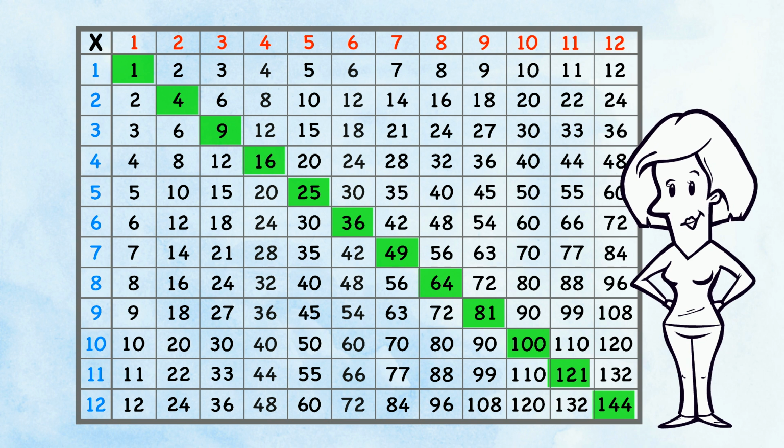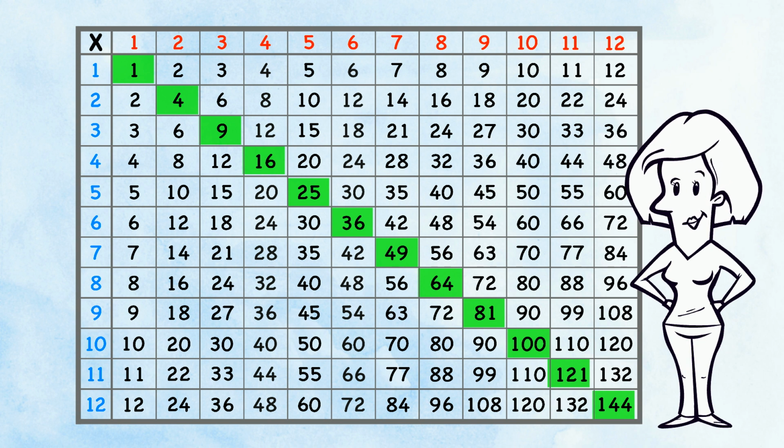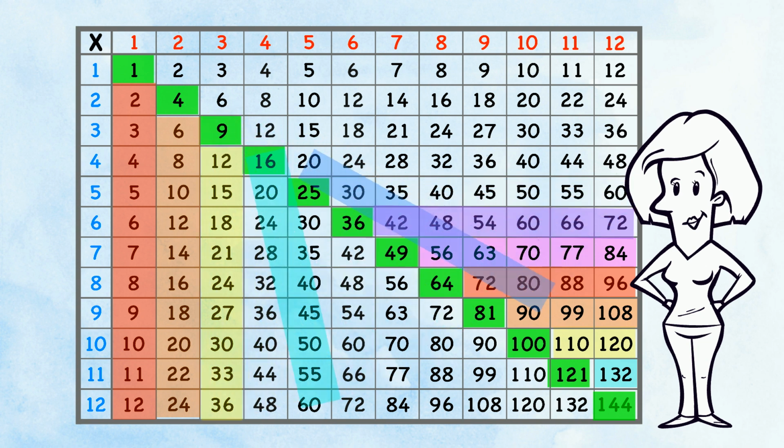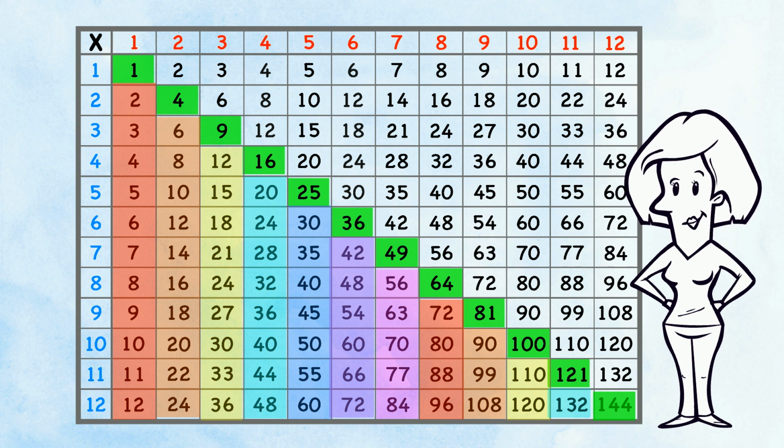The square numbers form a mirror line of symmetry on the multiplication chart. When you look at the answers reading horizontally, they are the same as the answers you read vertically. This is because it doesn't matter which order you multiply any two numbers. They always give the same result.